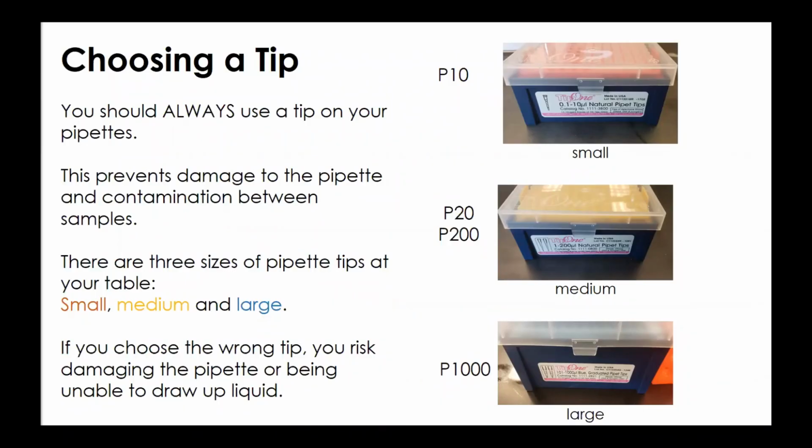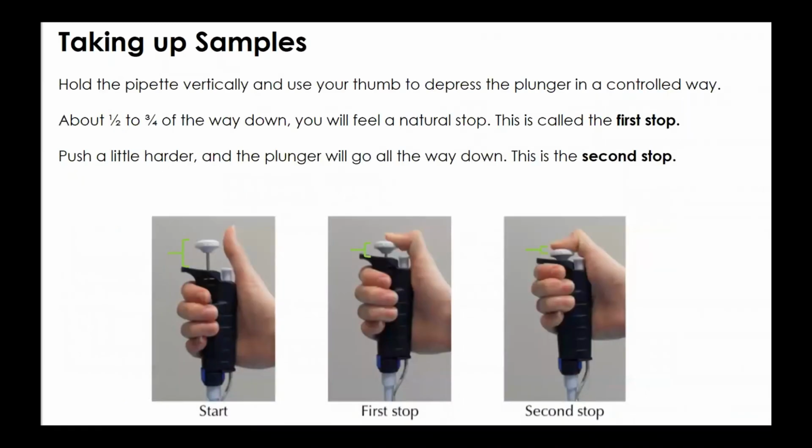Now that we know a little bit more about choosing tips, let's go ahead and talk about how to take up samples. To take up samples, you'll hold the pipette vertically and, using your thumb, depress the plunger in a controlled way. About 1/2 to 3/4 of the way down, you will feel a natural stop. You can see this depicted in the second image here. This is called the first stop. If you push a little harder, the plunger will go down all the way. This is called the second stop.